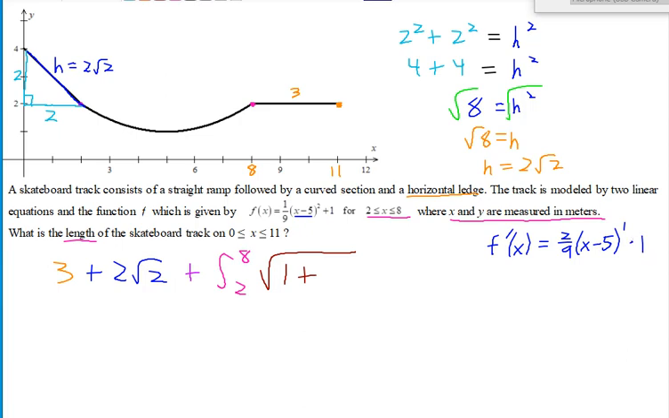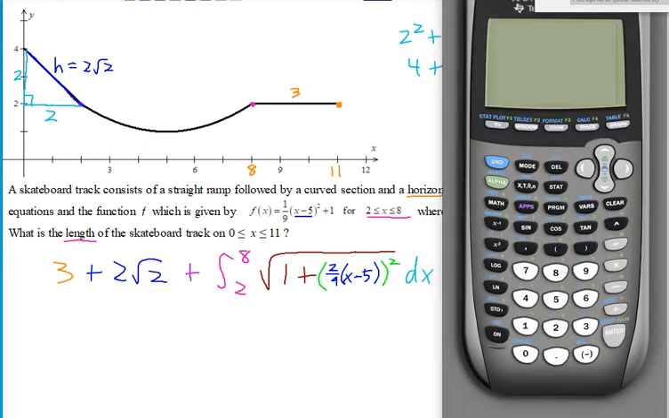So it's 2/9 x minus 5. But then that gets squared. And then times 2. So that'd be the integral that will give us the length of the curved section. Okay. So here's where we can use our calculator to put this whole expression into our graphing calculator. So let's look at it with both calculators here.